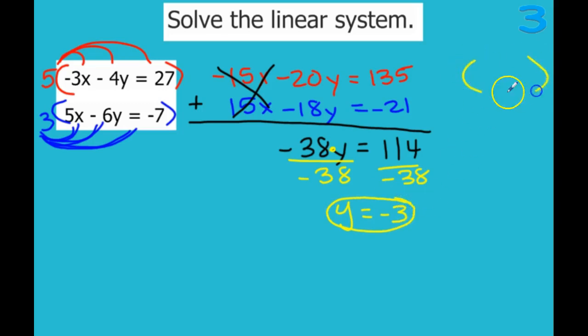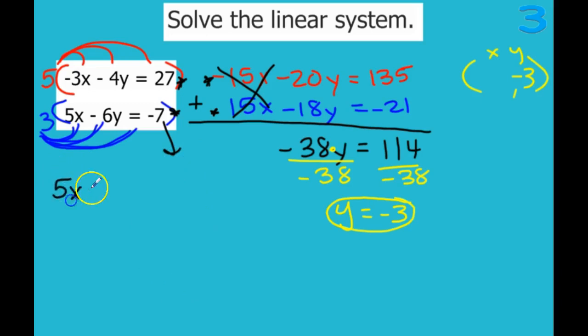So our solution, y, is a negative 3. We need to find x. So now remember, there are multiple equations you can plug this negative 3 back into. You can pick either one of the originals or either one of the ones that we multiplied. I'm going to pick this bottom one because it has the smallest numbers that I can see.